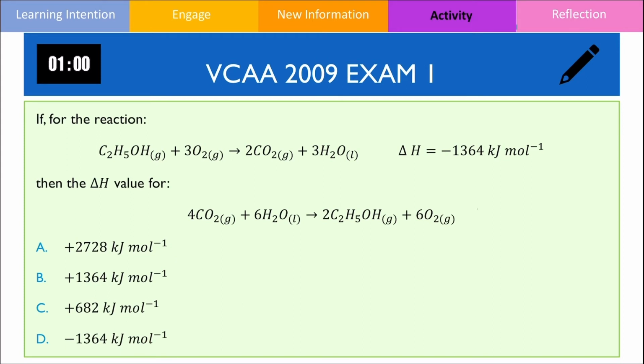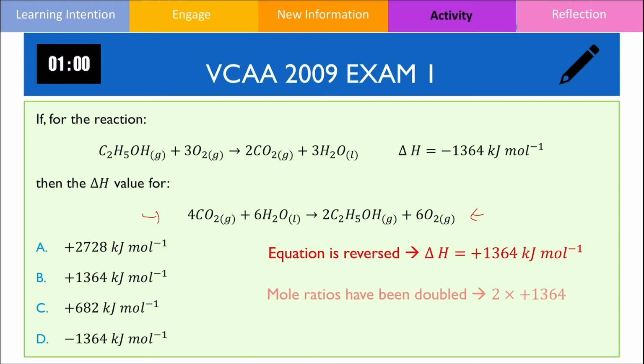In this particular reaction over here, we can see that this is the reverse reaction, so therefore the delta H value is going to be equal to positive 1364 kilojoules. You should also have noticed that the coefficients in this particular equation have been multiplied by 2, so therefore I'm also going to multiply the delta H by 2, and therefore this will give us an answer of positive 2728 kilojoules per mole, which corresponds to A.